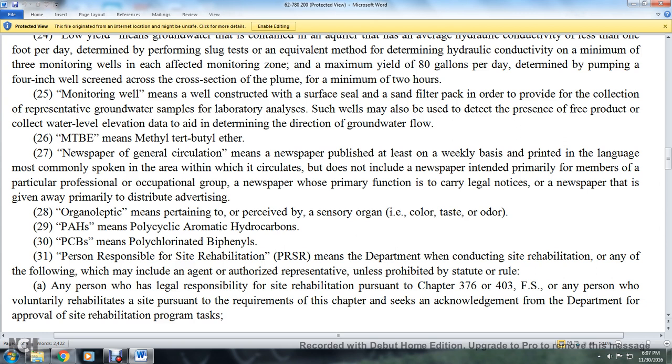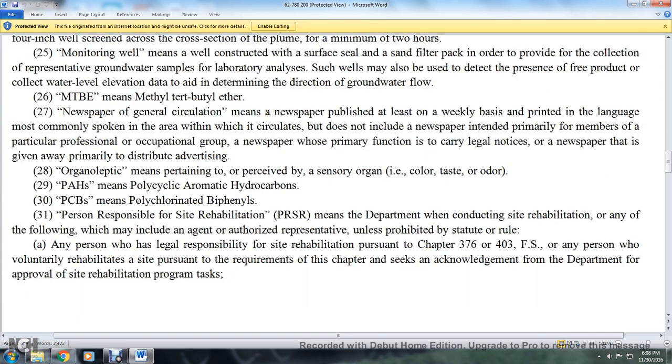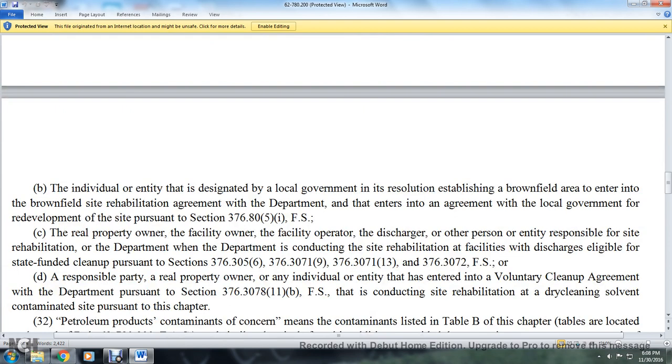Person responsible for site rehabilitation, or PRSR, means, for the department when conducting site rehabilitation, any of the following, which may include an agent as authorized representative unless prohibited by statute or rule. A. Any person who has legal responsibility for site rehabilitation pursuant to Chapter 376 or 403, Florida Statutes. Any person who voluntarily rehabilitates a site pursuant to the requirements of the chapter and seeks acknowledgement of the department for the approval of a site rehabilitation program task.